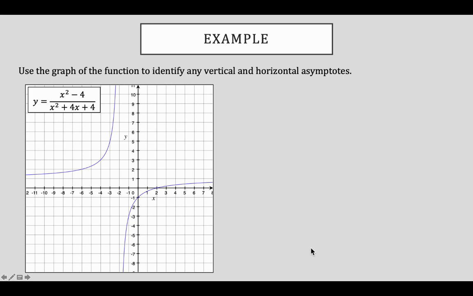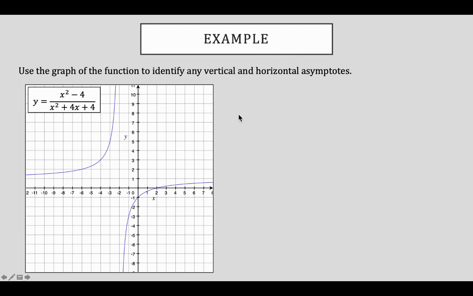So now that we understand conceptually what vertical and horizontal asymptotes are, let's go through a couple examples where we identify vertical and horizontal asymptotes given a graph, and then we'll talk about finding vertical and horizontal asymptotes when we are given a rational function written out.